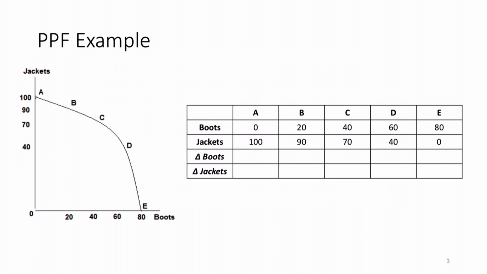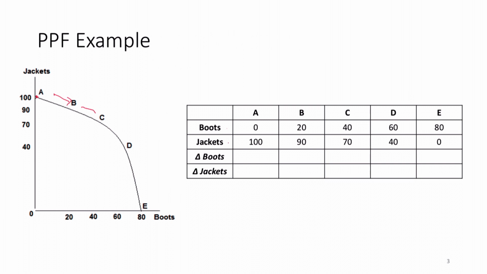So here you can see the table that's telling us how many boots and how many jackets we can produce with our limited resources. At point A, we're producing no boots and all jackets, 100 jackets. As we move from point A to point B, we're producing a little bit more boots, but that means that we have to give up some of those jackets in production.